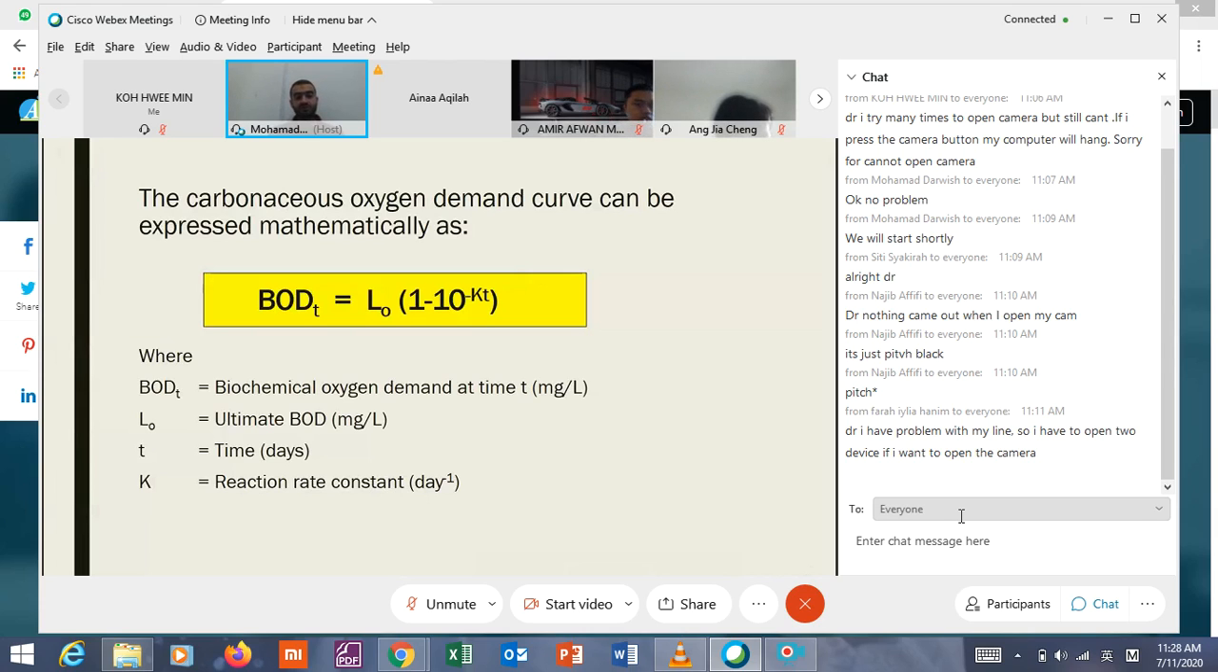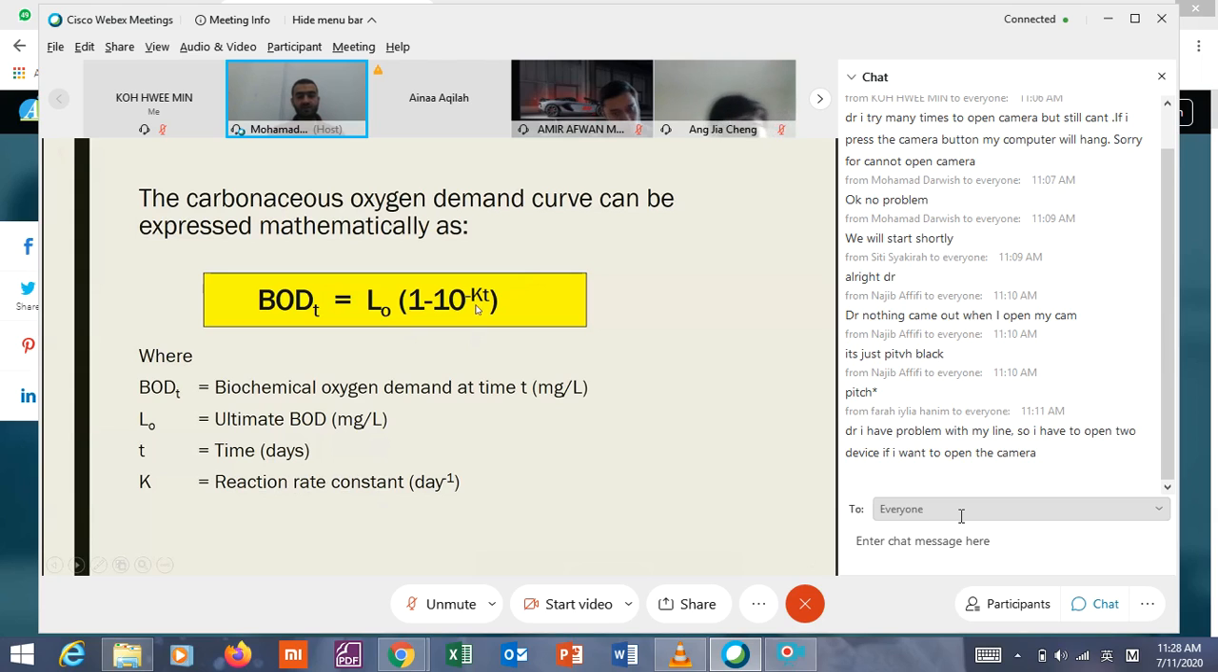So this is the relationship between the carbonaceous oxygen demand curve and the ultimate BOD. Simply, BOD equals L0, the ultimate BOD, times (1 minus 10 to the power minus kt). K is the reaction rate constant, t is the time, and L0 is the ultimate BOD.